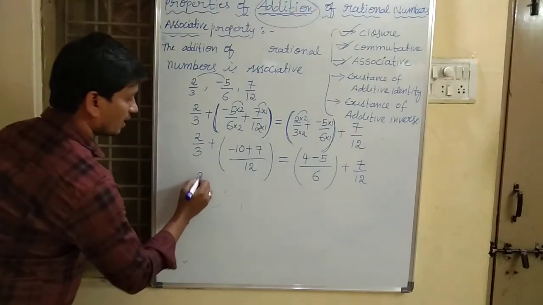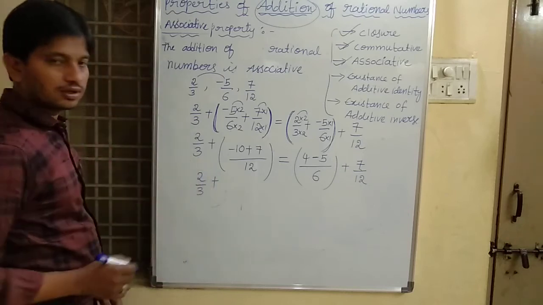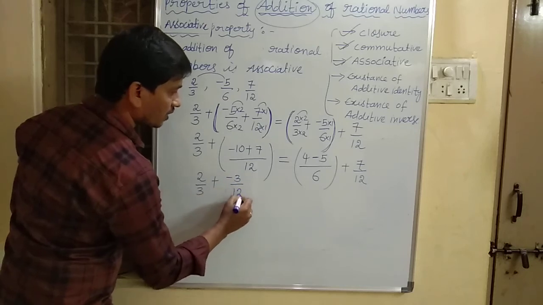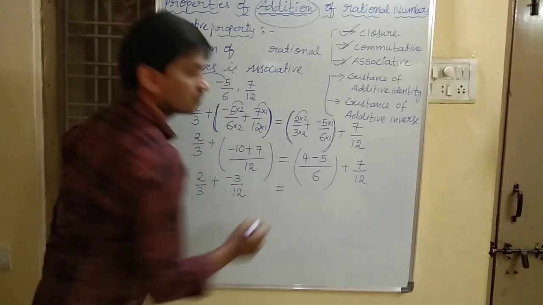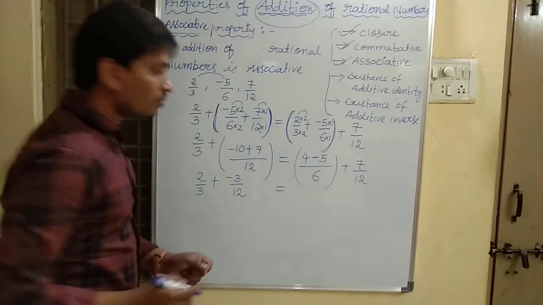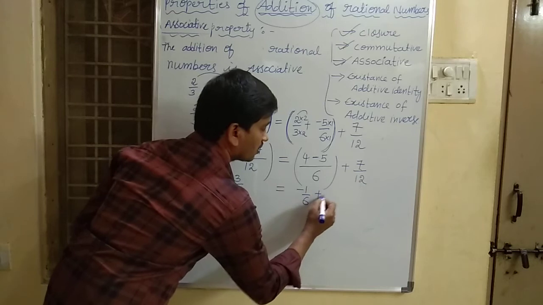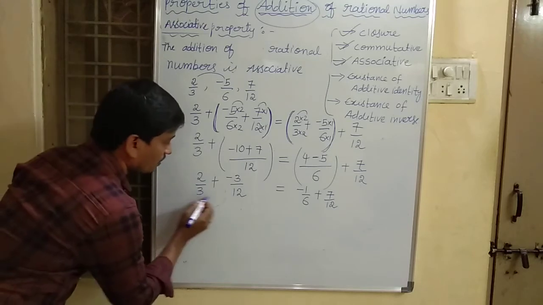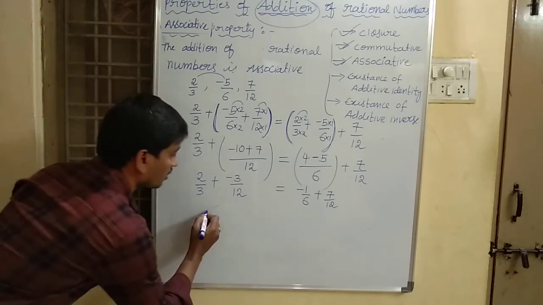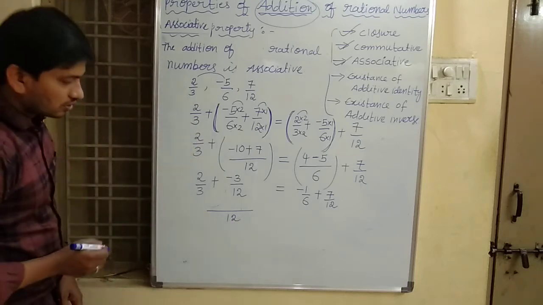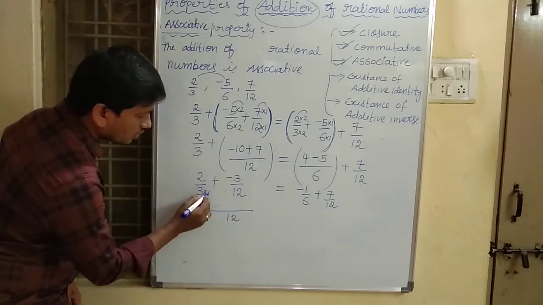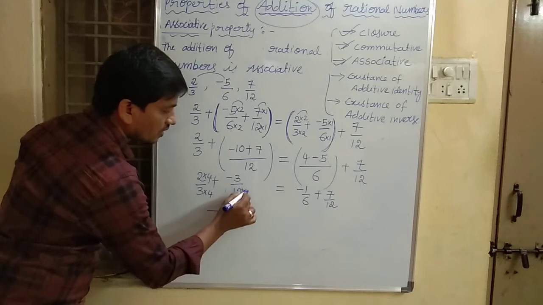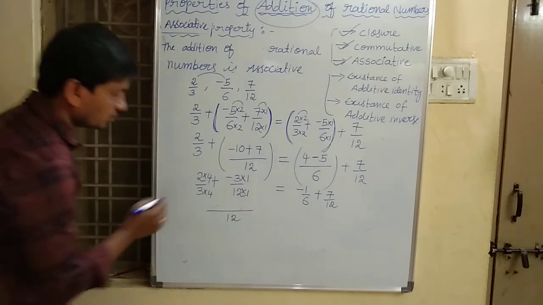Okay, now 2 by 3 plus minus 10 plus 7. Minus 10 plus 7, that is minus 3 by 12, is equal to 4 minus 5. 4 minus 5 is equal to minus 1 by 6, plus 7 by 12. Now come on, find the LCM of 3 and 12. What is the LCM of 3 and 12? That is equal to 12. So 3 how much are 12? 3 4s are 12, so into 4 and 4. 12 how much are 12? 12 1s are 12, so into 1 and 1.